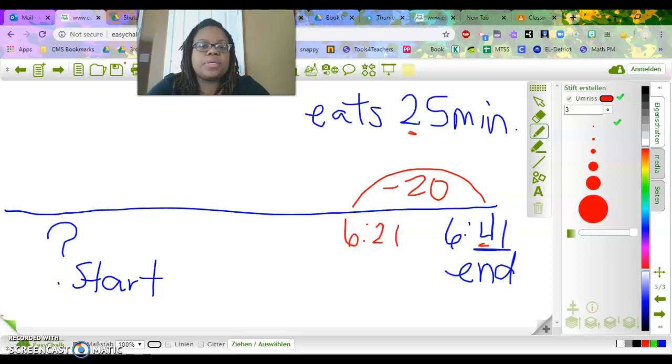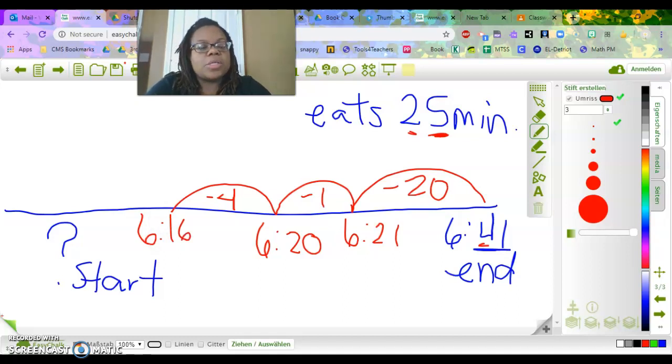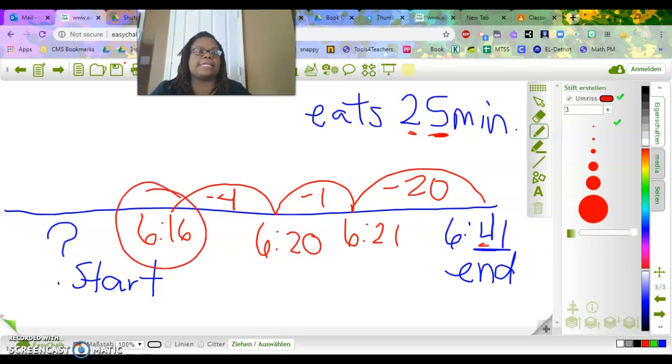6:21. So now I have 5 minutes left in my jump. So I'm going to go ahead and split that 5 into 1 and 4. My first jump is going to take me to 6:20. I also have 4 more that need to come back, which leaves me at 6:40. 6:16. So what time does he actually start eating his dinner? He starts at 6:16.